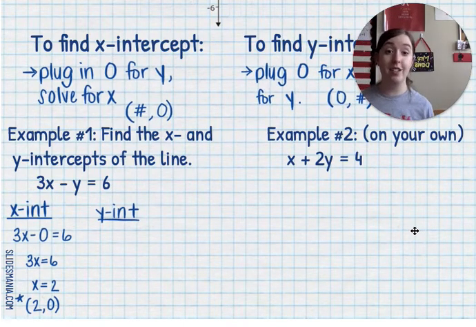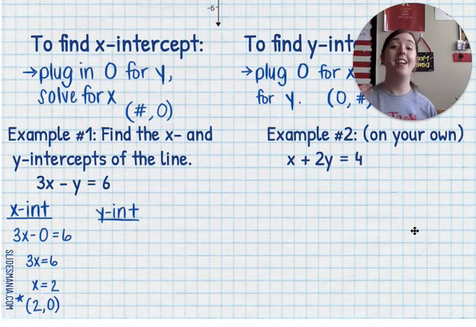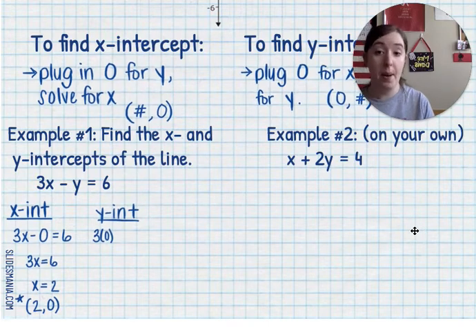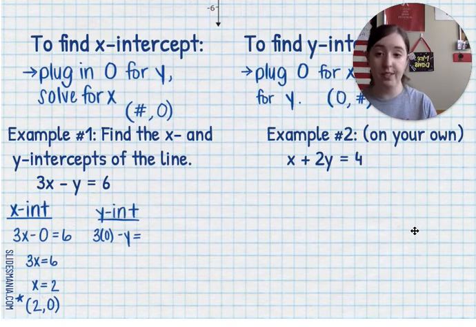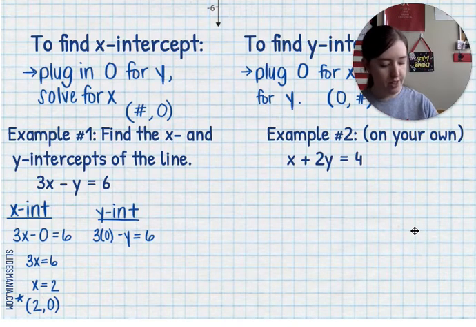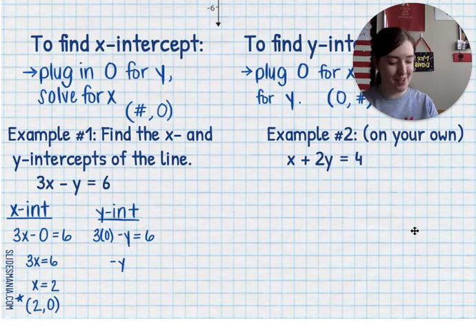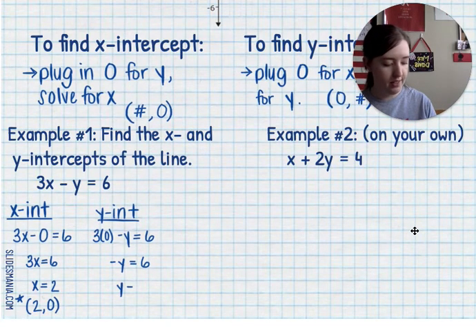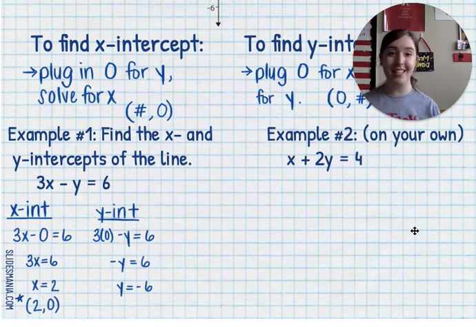So to find our y-intercept, we have to plug in 0 for x and then solve for y. So we'll have 3 times 0 minus y equals 6. All right, so we know that since we plugged in 0, that first 3x term just kind of goes away, right? So we've got this negative y. Be sure not to lose your negatives. Be careful about that. Equals 6. Then we'll divide by negative 1 on both sides to get y by itself. And y will equal negative 6.